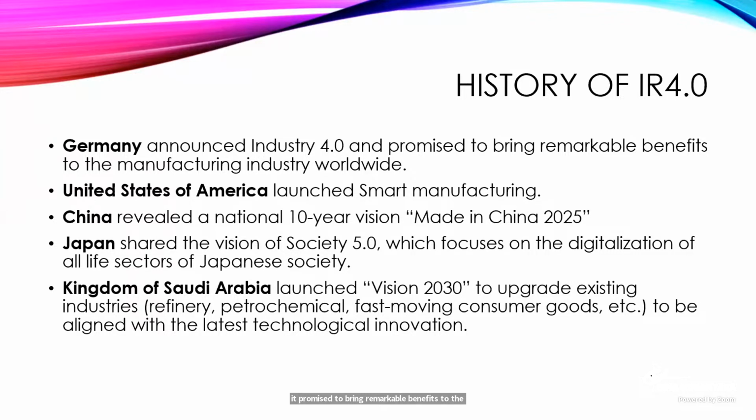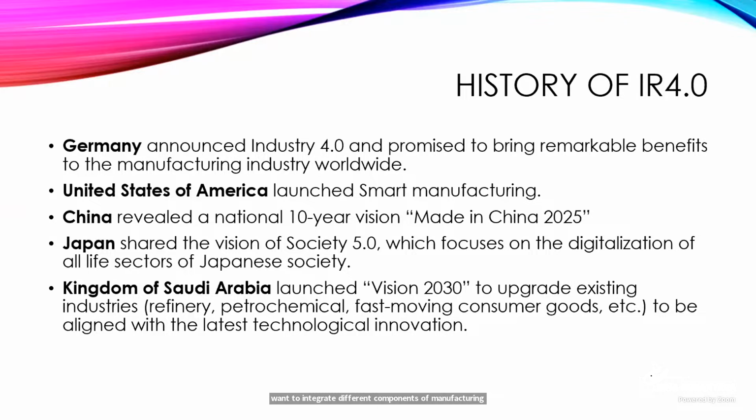After Germany introduced IR 4.0, the US introduced smart manufacturing. I think most of you would probably have heard this term before. Remember, IR 3.0 is about automation. So IR 4.0 in the US, they call it smart manufacturing, but basically it means the same thing. You want to integrate different components of manufacturing.